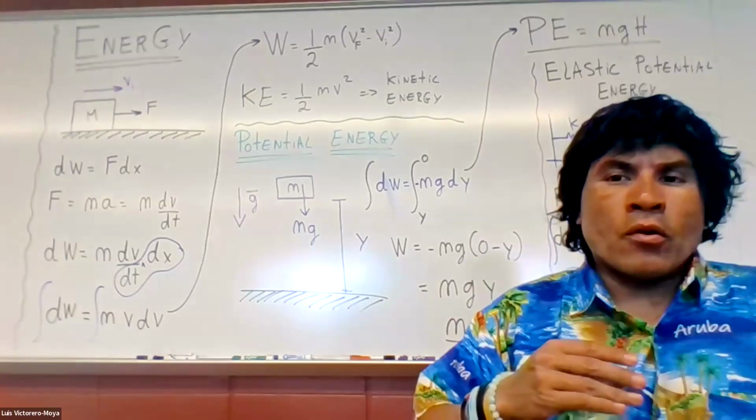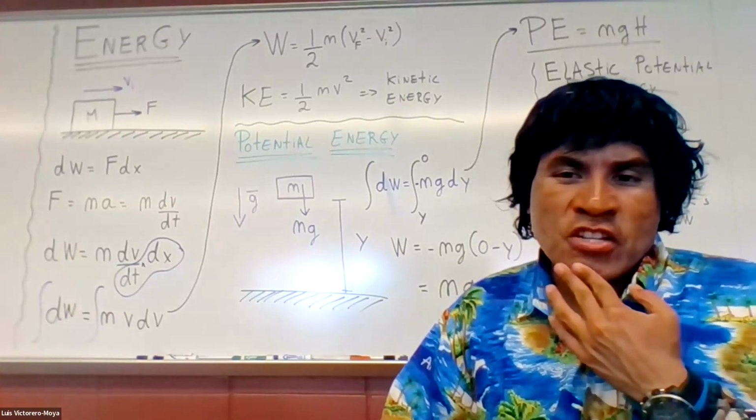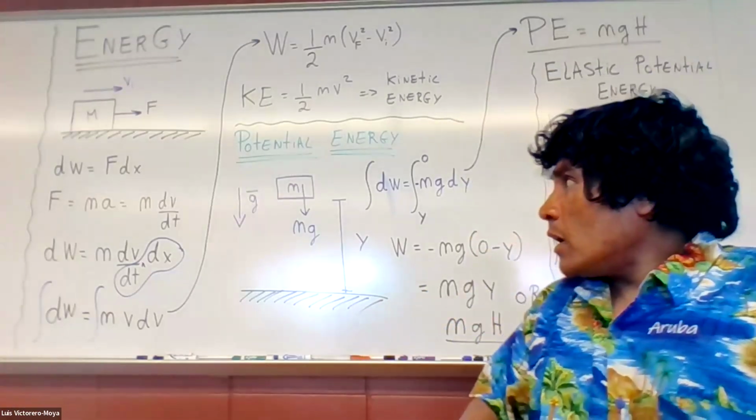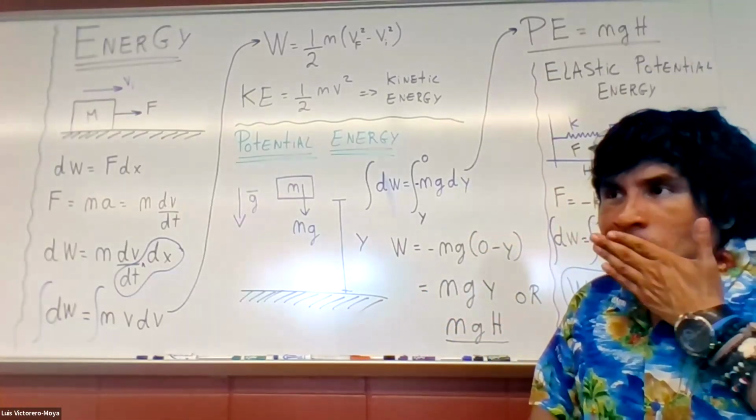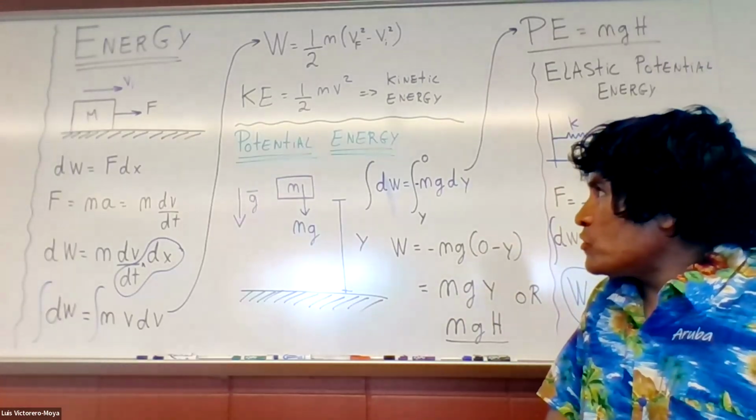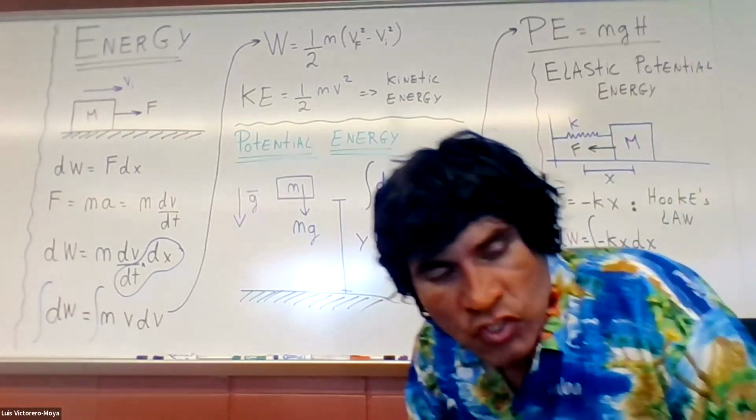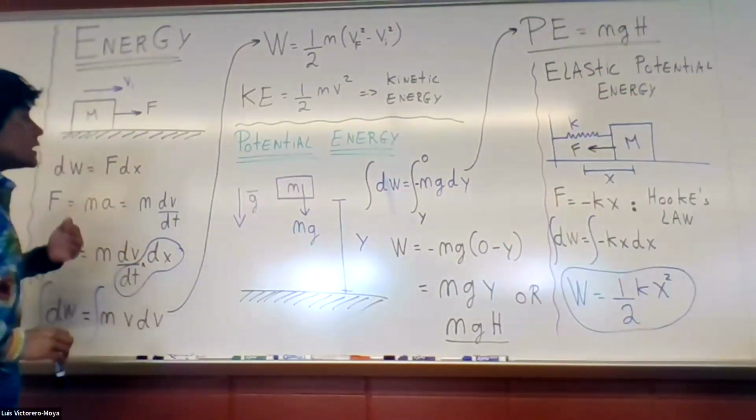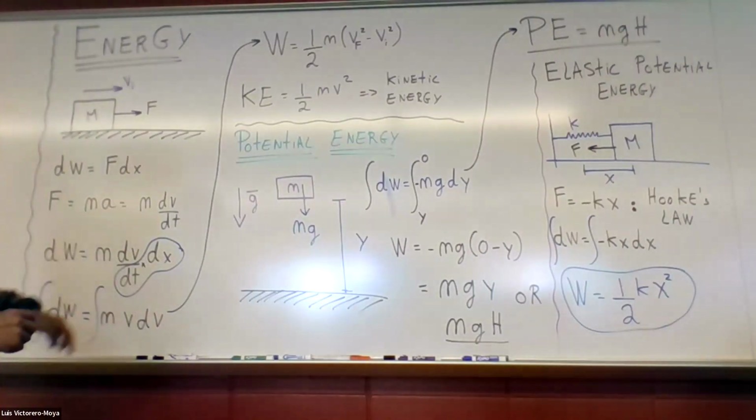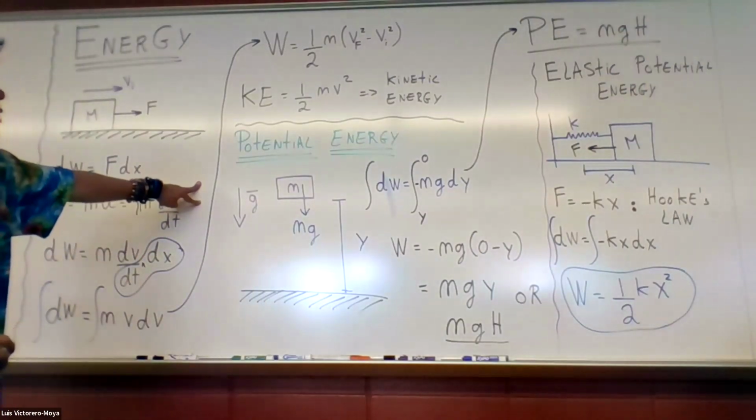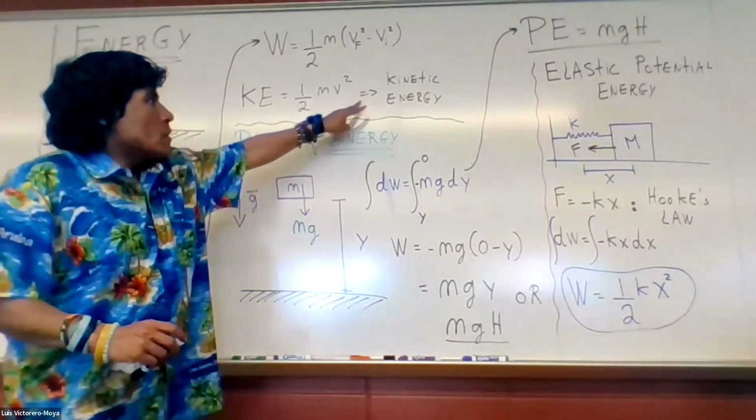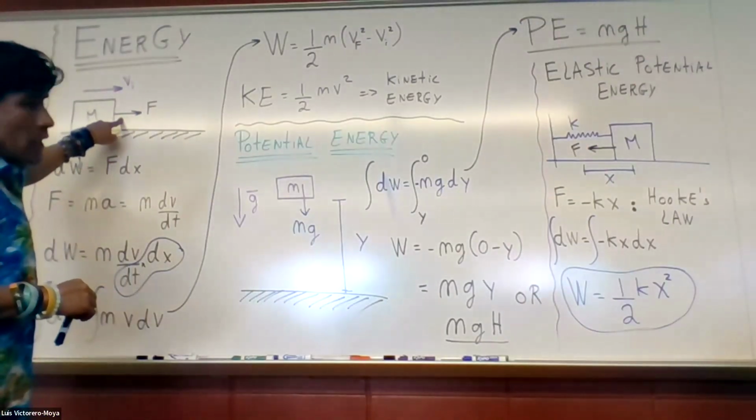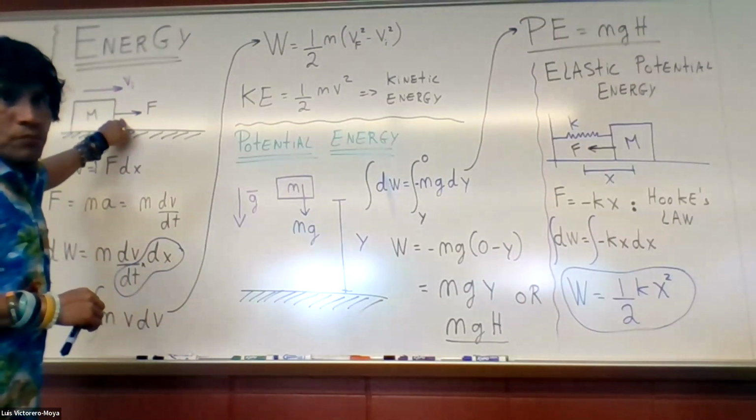In today's class, we are going to go over the concept of energy. There are three forms of energy that we are going to be using in this unit, in this chapter. The first one is the one I introduced at the end of last class, which is kinetic energy. Kinetic energy is the energy related with motion.